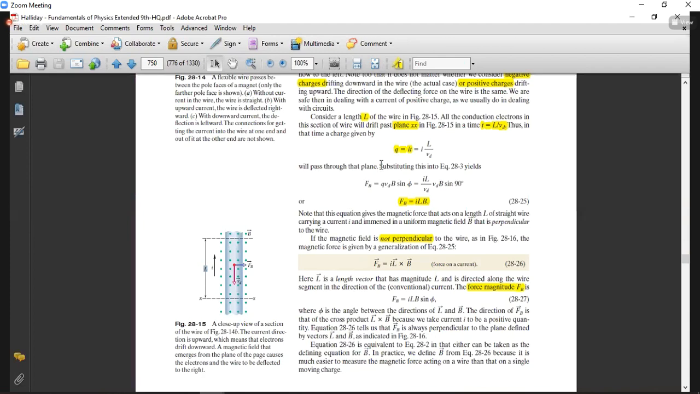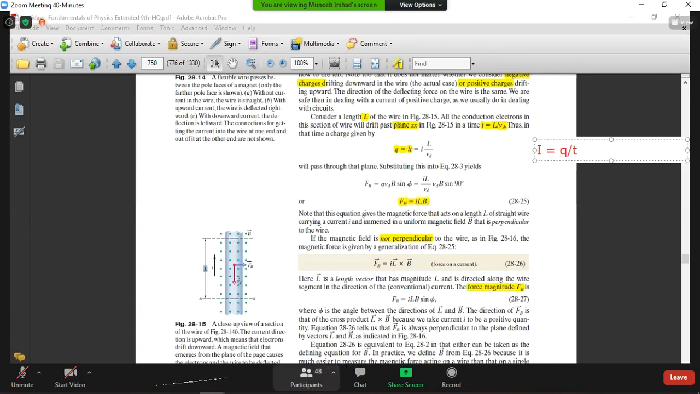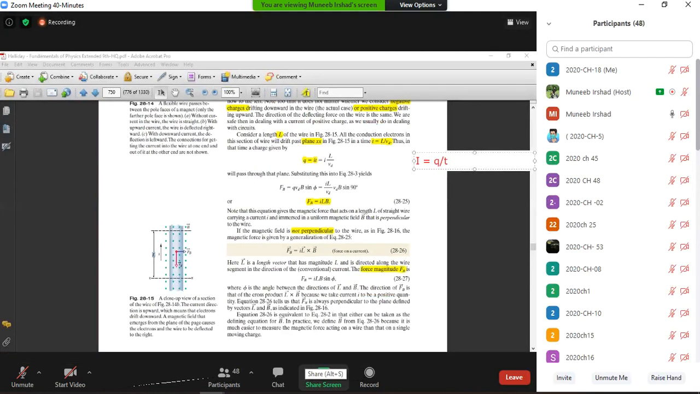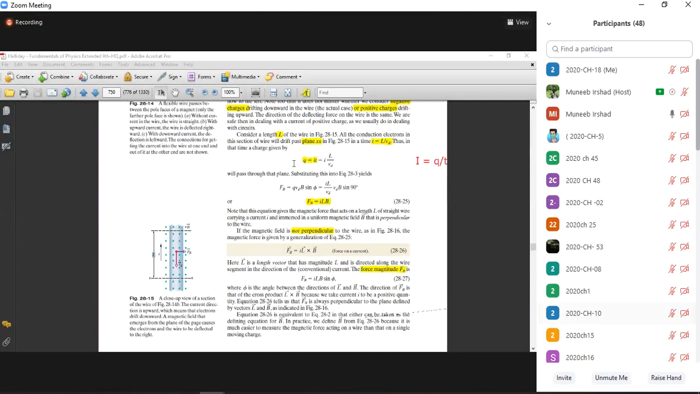We know that current is equal to Q by T, or we can say that Q is equal to IT. You already have studied in FSc that current is basically I is equal to Q by T. So obviously Q will be equal to IT. So this equation is coming from this end.